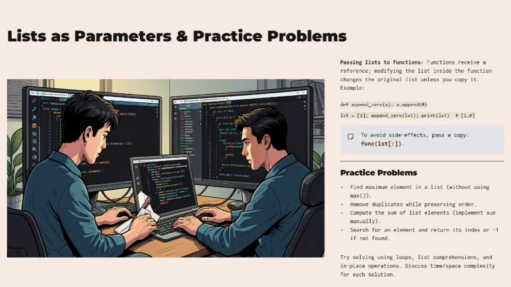The third question: compute the sum of list elements, implementing sum manually. Here you have to implement addition of all list elements manually. Do not use the built-in sum function. In the fourth question, you have to search for an element and return its index, or -1 if not found. So first do these four questions, then I'll continue.